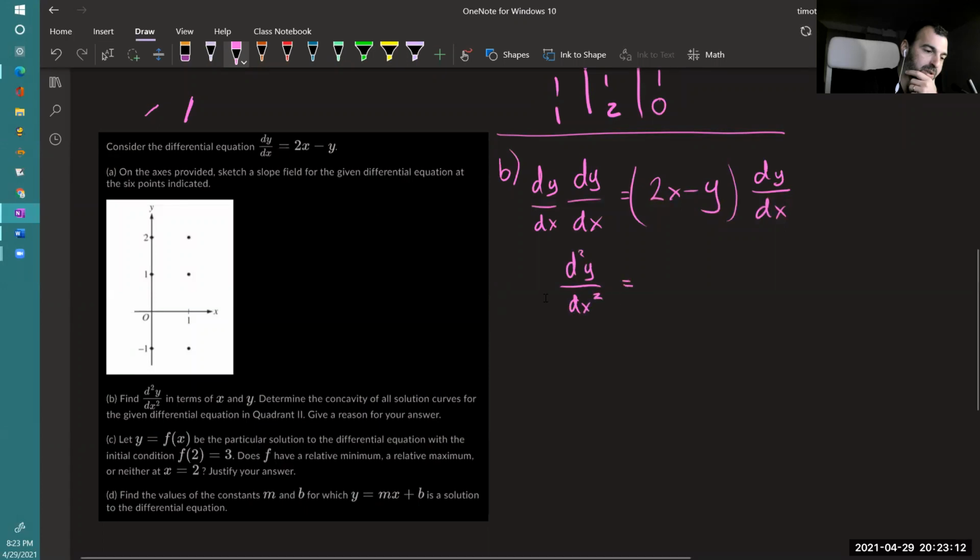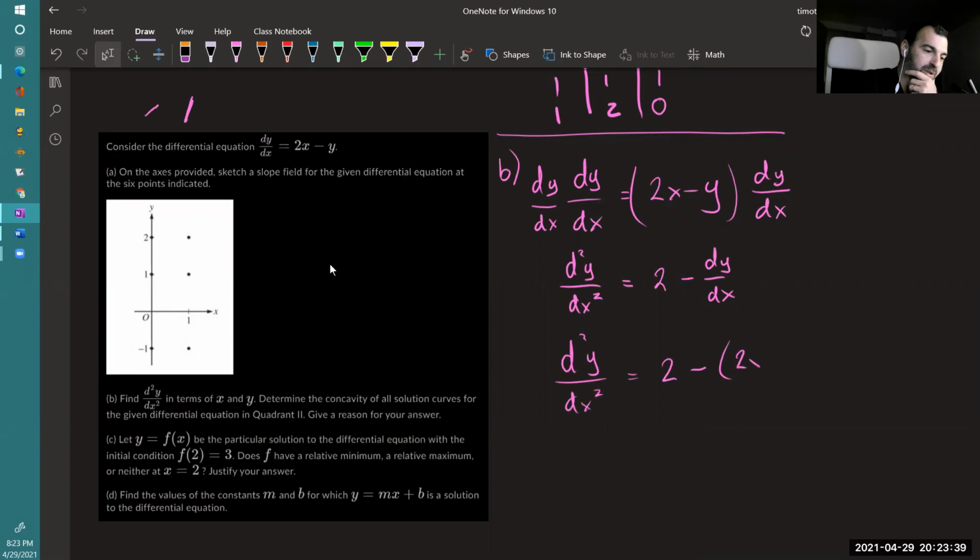This derivative distributes over this entire function. The derivative of 2x is 2. The derivative of y with respect to x is dy/dx. How's that? That's pretty cool. And we got it. But wait, dy/dx is 2x minus y. So my second derivative is 2 minus dy/dx, or 2 minus (2x minus y).